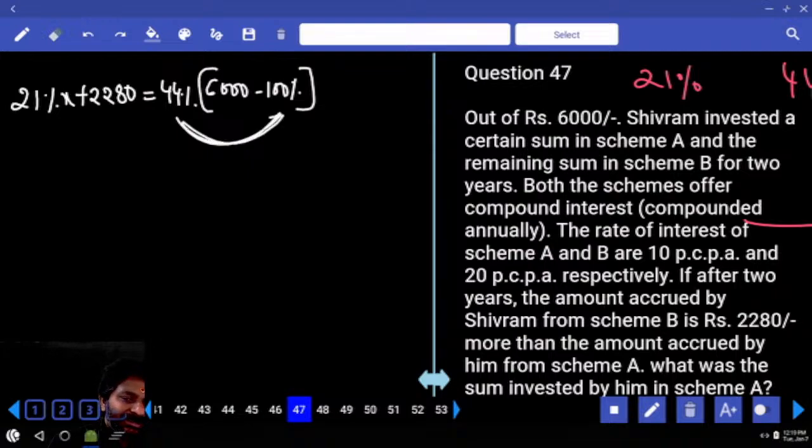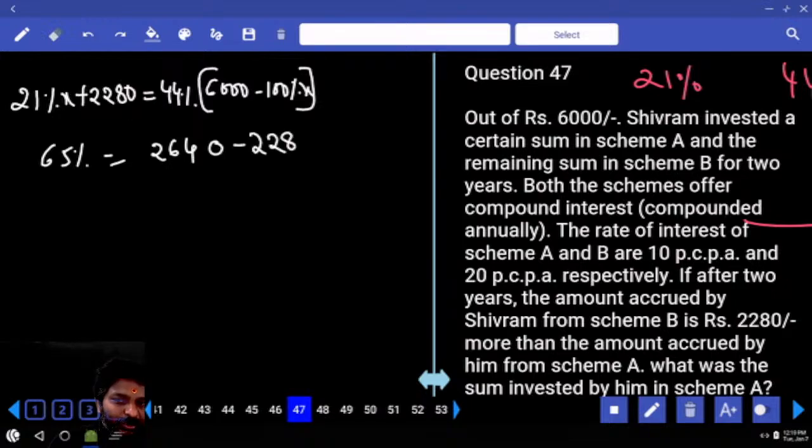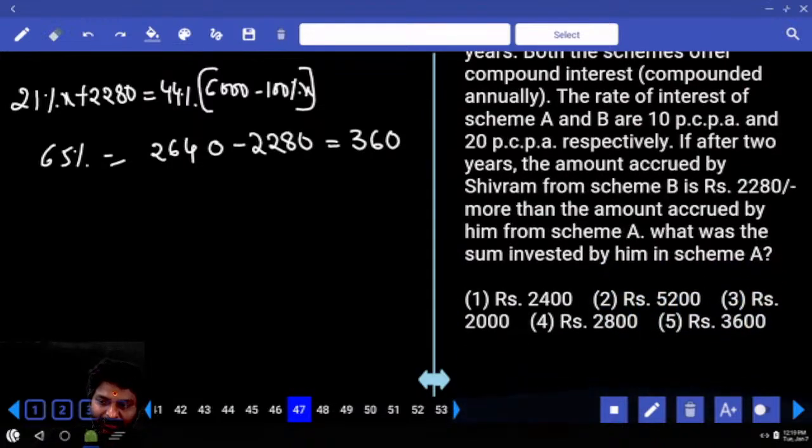What is this 44%? Negative value left hand side. Then 44 minus 21, which is 65%. 44% of this number, 1% is 60. I'll write 0 first. 44 6 times, 240, 24, 264. 2280 goes to the other side. Minus 2280. How much is this value? This is equal to 360. Now the question is about 100%.